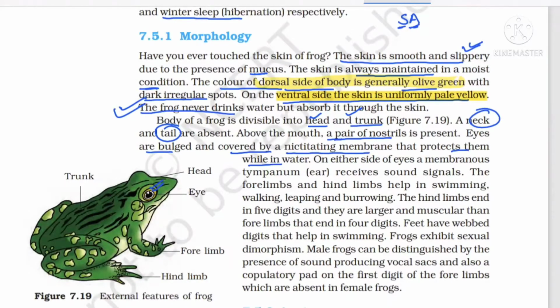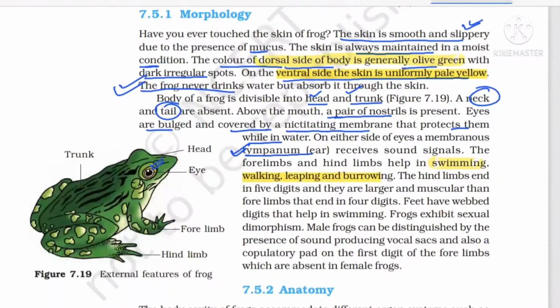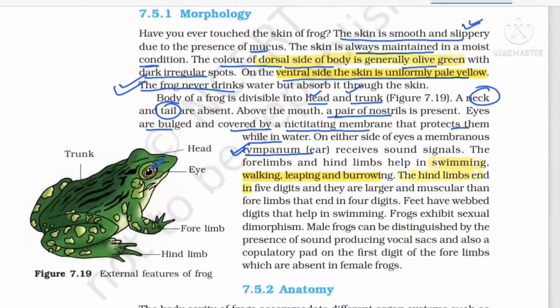For us, the nictitating membrane works as a vestigial organ. It is actually a third eyelid which helps them to see underwater. Is it clear? On either side, you have the tympanum, which represents the ear. Forelimb and hind limb both help in swimming, walking, leaping, and burrowing. Hind limb ends in 5 digits, and is larger and more muscular than the forelimb, which ends in 4 digits.